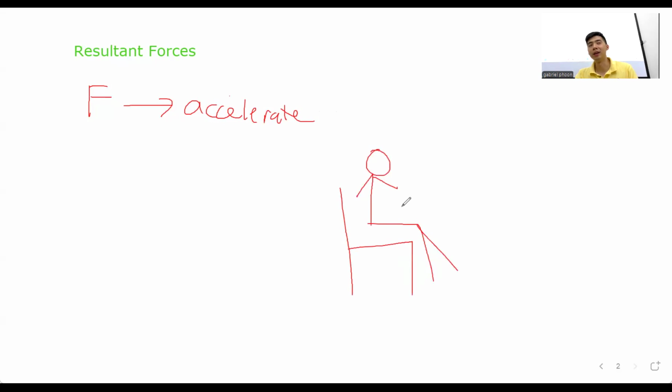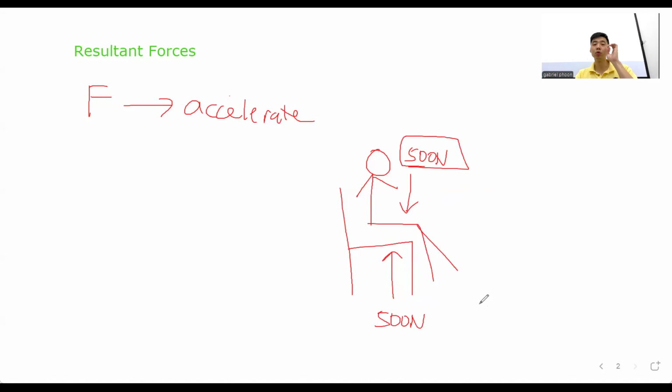Your ass is essentially applying some kind of force onto the chair, right? Guys, listen up. If your average weight is about 50 kg, let's just say you're applying somewhere around 500 newtons. My question is, how come you're not accelerating downwards if you're applying a force downwards here? Very good. The chair is actually applying an equal and opposite force of 500 newtons as well.